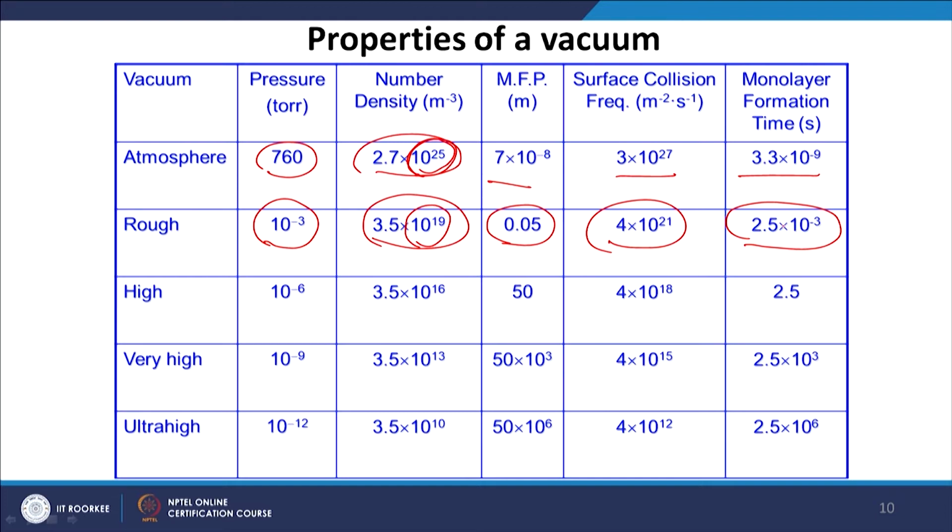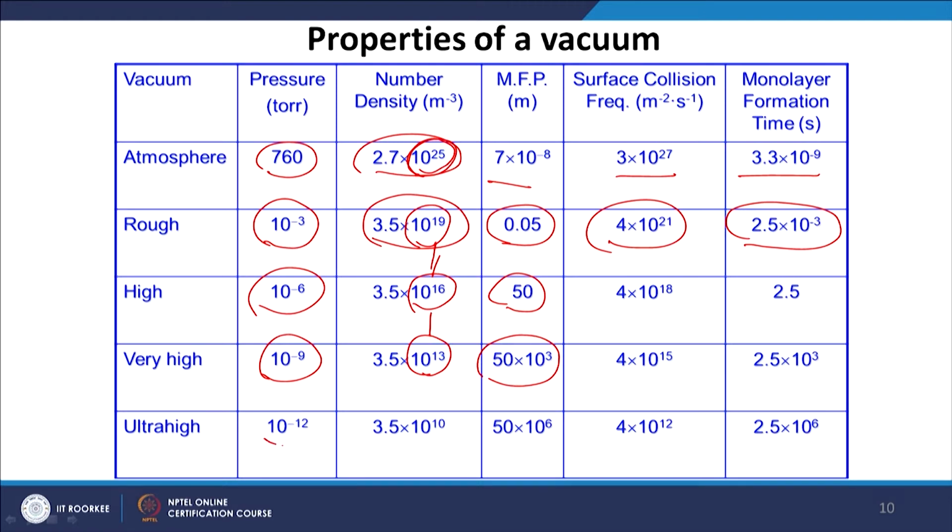Now, you come to the high vacuum, which is 10 to the power minus 6 millibar, where the number density is reduced further, from 10 to the power 19 to 10 to the power 16, and the mean free path is 50 meter. And you come to the very high vacuum, which is 10 to the power minus 9 millibar, where the number density is further reduced to 10 to the power 13. So, in every case it is reducing by 3 orders of magnitude, from here to here, from here to here, and the mean free path is 50 to 10 to the power 3.